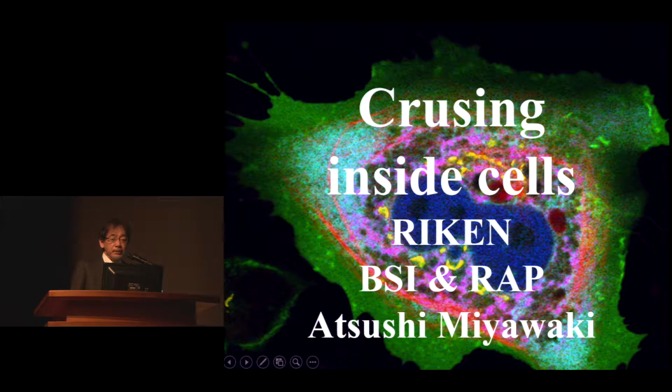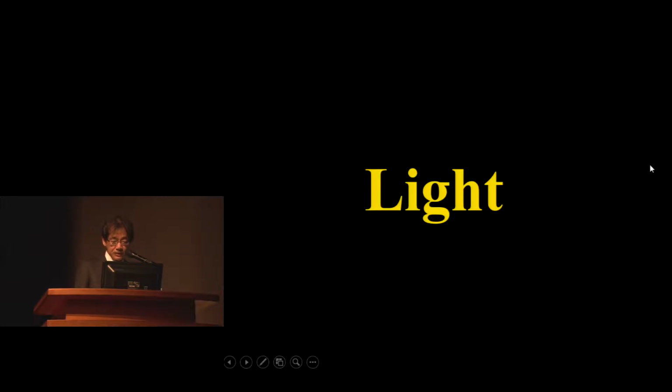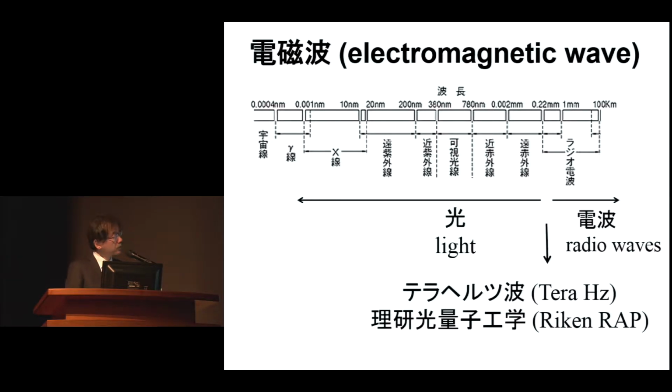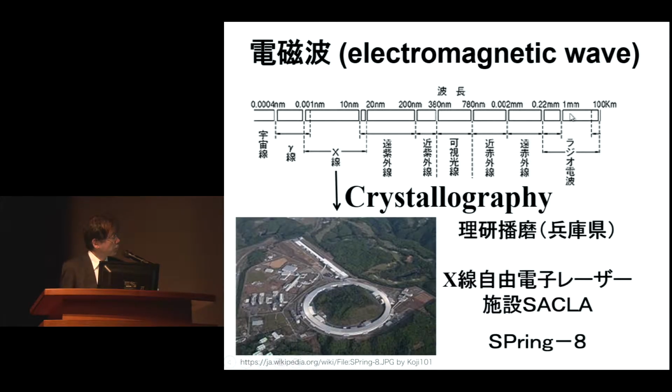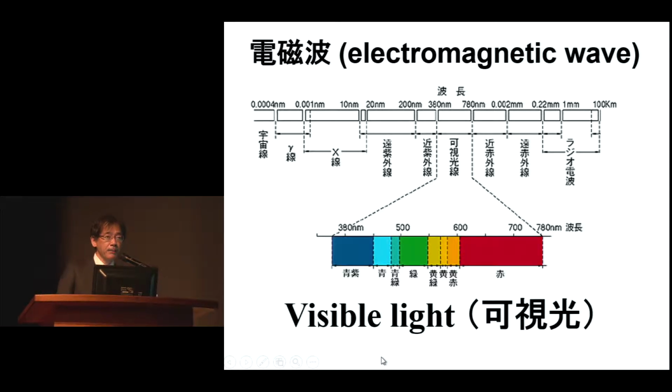So today, my talk will be on the interplay between light and life. So what is light? Light is electromagnetic waves, and life sciences always try to make the best use of light for many different purposes. For example, we use X-ray beams for crystallography and infrared light for vibrational spectroscopy. But most biologists use visible light.